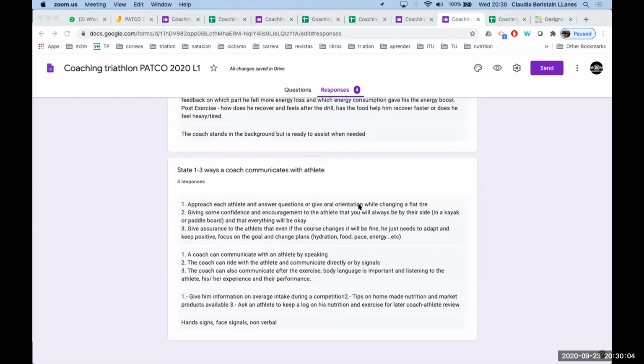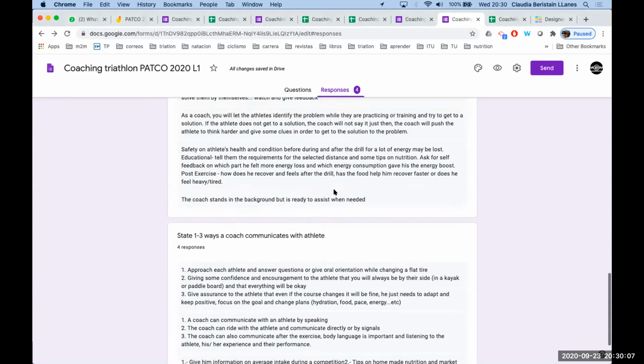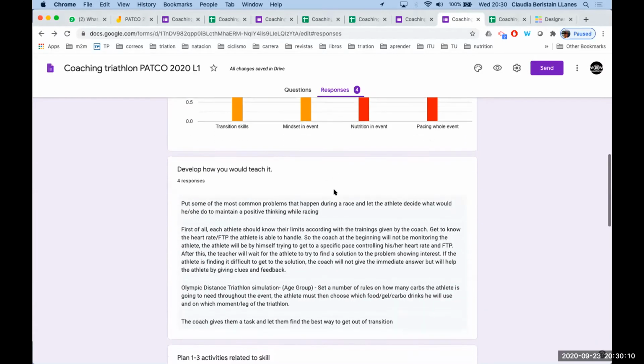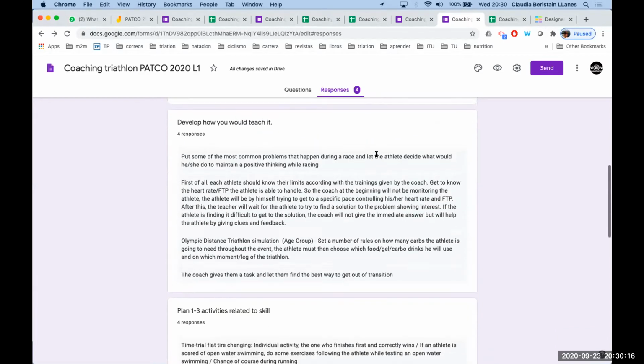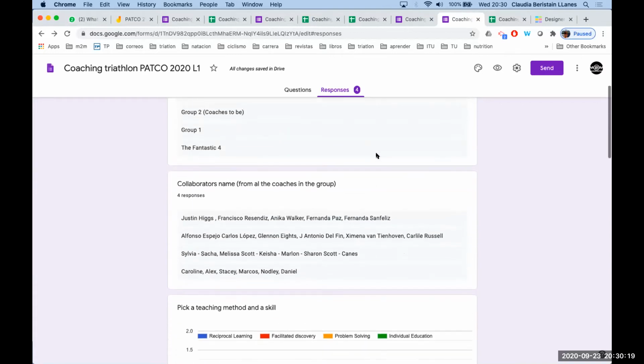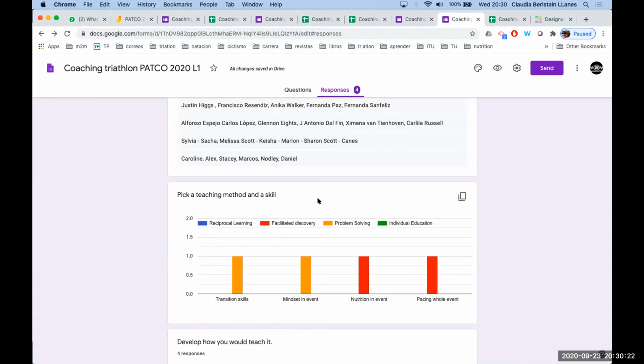Okay, so now group two. Group two, you are the cyclist, right? So present what you are doing. You can use my share screen again. Share screen, share. So group two. Group two, I'm here. What are you going to do? Well, we choose the pacing for the whole event. Okay. Can you go down a little bit, Claudia, please?